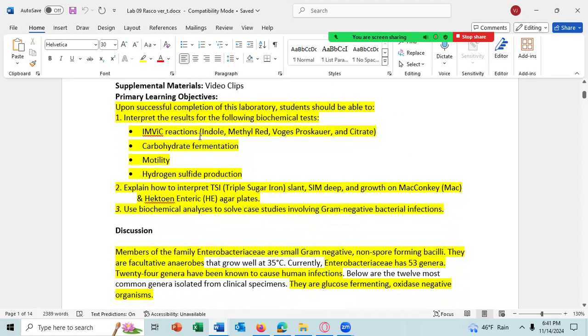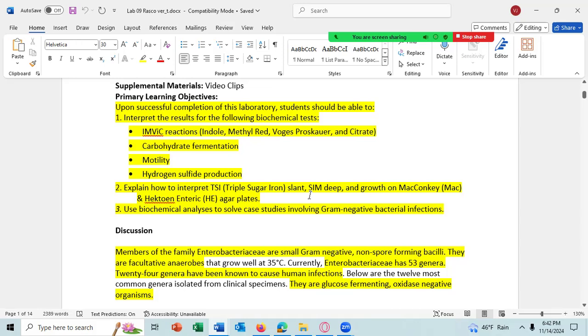So the IMViC reactions are 1, 2, 3, 4 different tests. These tests are frequently used to classify Enterobacteriaceae, but you can use them for other species as well. We're going to talk about the carbohydrate fermentation test, the motility test, and hydrogen sulfide production. So you should be able to interpret them and give the results for the following tests. And then 2, explain how to interpret the TSI, triple sugar iron slant test, the SIM, that's sulfur indole motility.